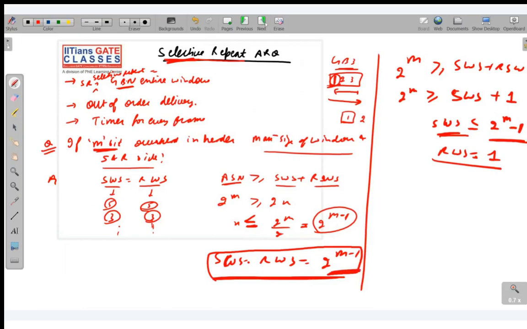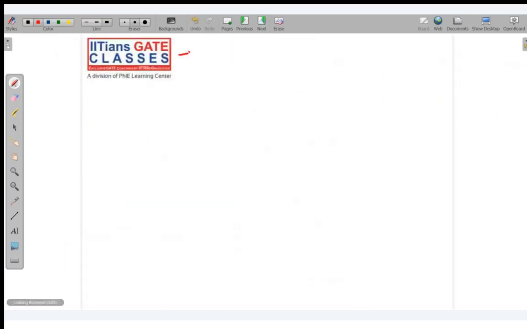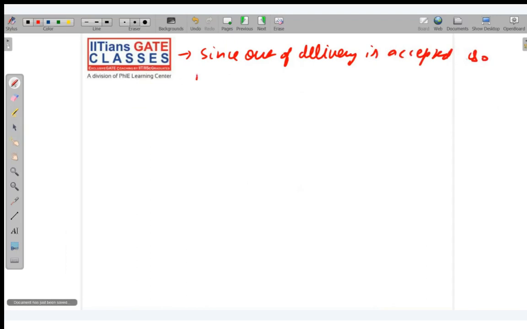Take a snapshot. I will jump to the next slide. Done, sir. Okay, so the next important point is, since out of order delivery is accepted, RWS, receiver window size, should be strictly greater than 1. Because if it is equal to 1, then how will you accept out of order delivery? Out of order delivery means you are expecting 1, but 2 comes and you have to accept the 2. So to accept the 2, your window size should be more than 1. So since out of order delivery is accepted, receiver window size should be strictly greater than 1. Any doubt here? No, sir.